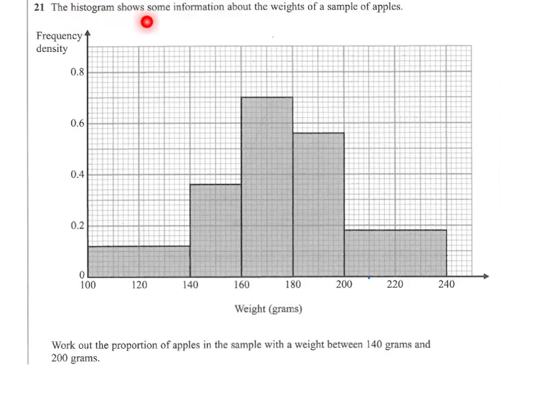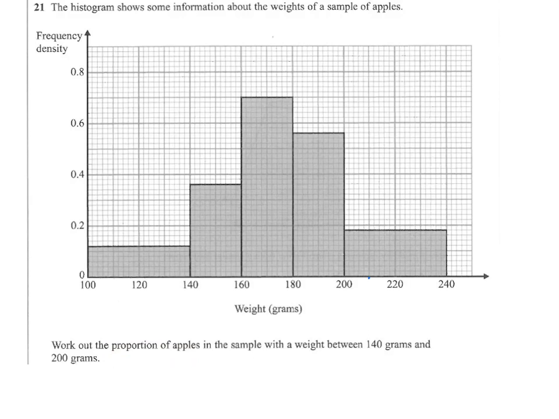So the histogram shows the information about the weights of a sample of apples. We've got to work out the proportion of apples in a sample with the weights between 140 and 200. Now notice it doesn't ask for the number of apples, it says the proportion of apples.